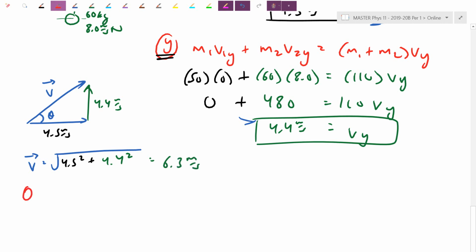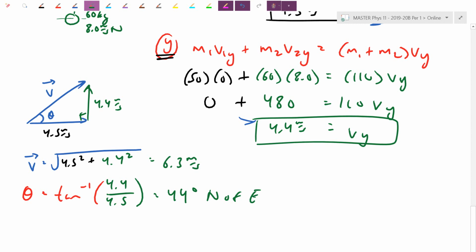And then because velocity is a vector, we have theta. So this is going to be the inverse tan, opposite over adjacent, 4.4 divided by 4.5. That gives you 44 degrees, and this one here is in the north of east direction. All right, so that one there's velocity.